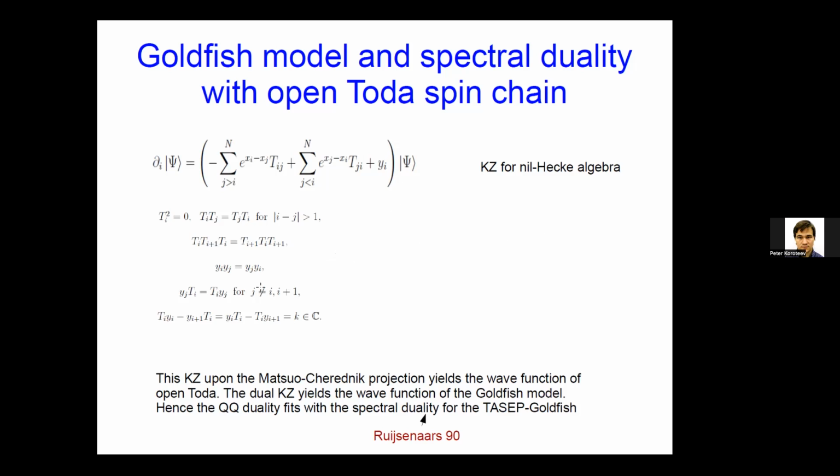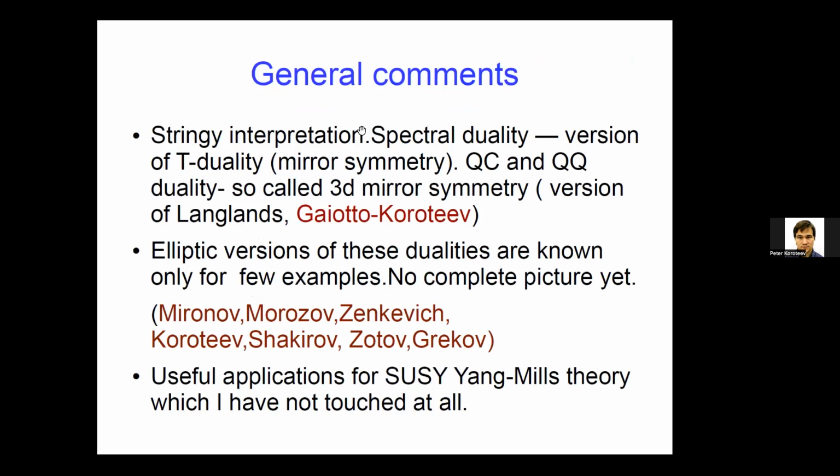Therefore, we see that the limit I considered before on the stochastic side is consistent with the spectral duality for the goldfish model. So before completing, let me say a few general comments. I have mentioned two types of dualities. Spectral duality in the stringy world version can be related to mirror symmetry, and on the other hand, the quantum classical and quantum duality is nothing but the so-called three-dimensional mirror symmetry.